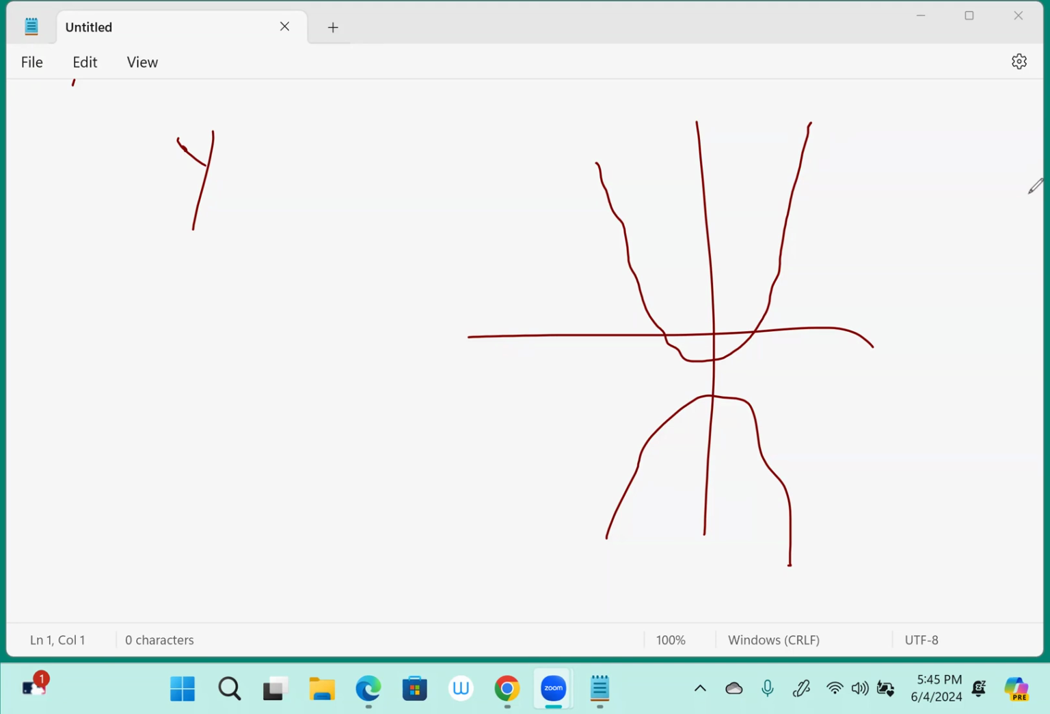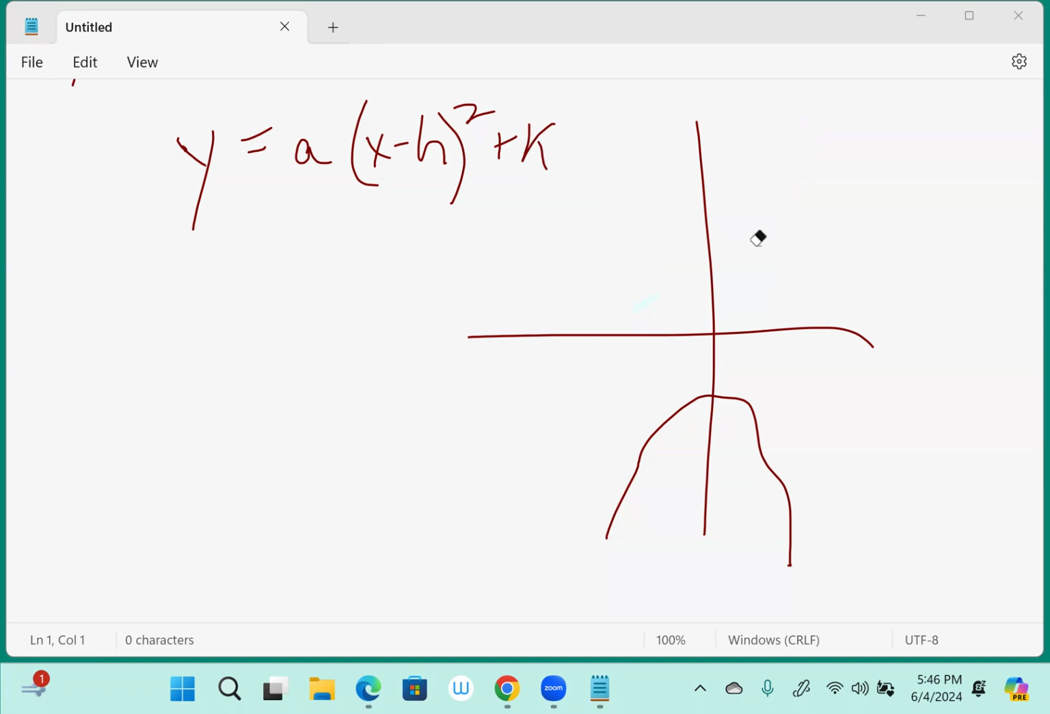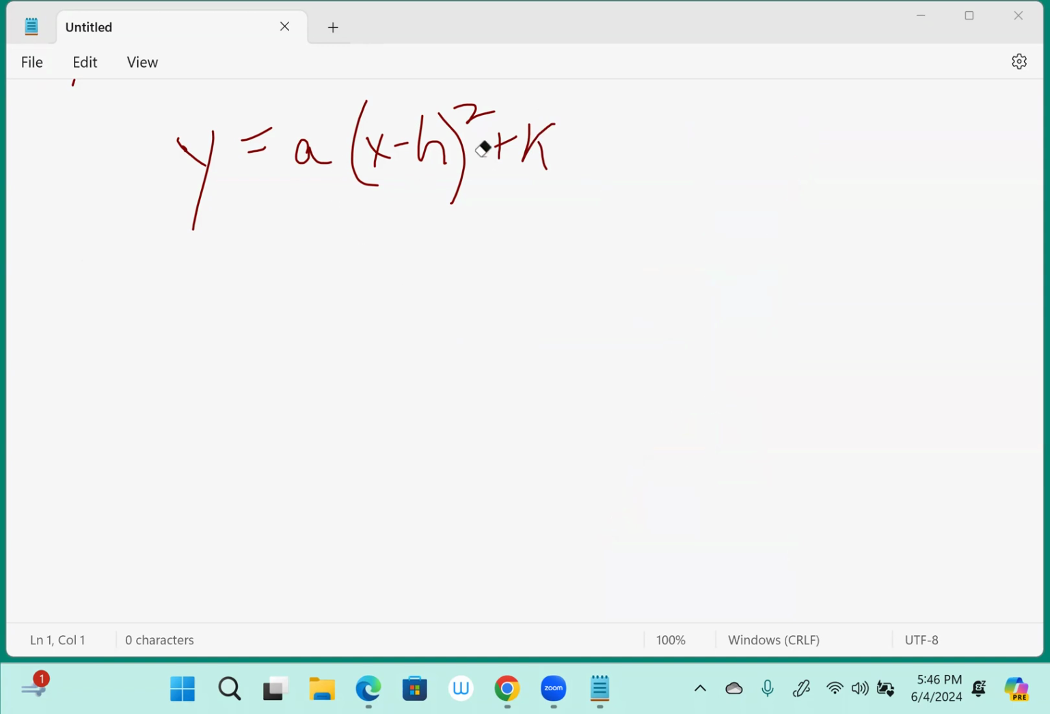So the first format they generally teach you for quadratics is this one. It's called vertex format. You know what it is? It's y equals a times (x minus h) squared plus k. The value of this is that it immediately pinpoints the vertex.